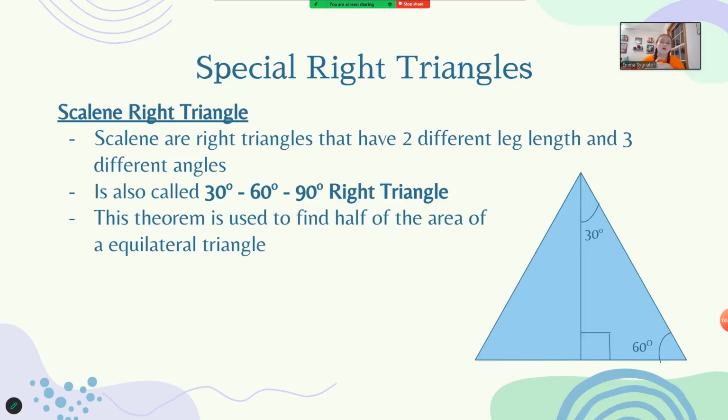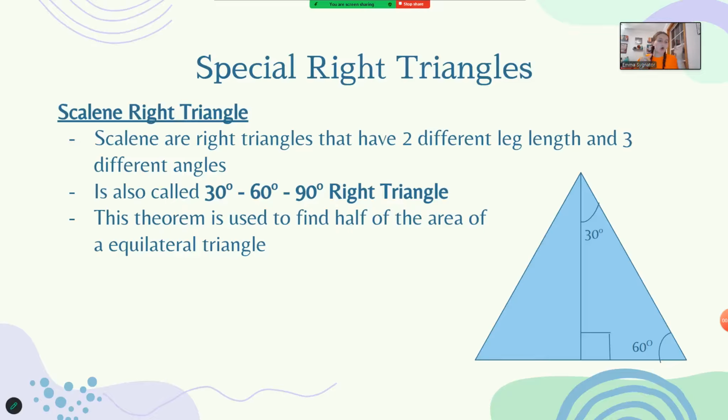Alright, and the other type of special right triangle is the scalene right triangle. Scalene right triangles are right triangles that have two different leg lengths and three different angles within the triangle. It is also called the 30, 60, and 90 right triangle. This theorem is also used to find half of the area of an equilateral triangle.